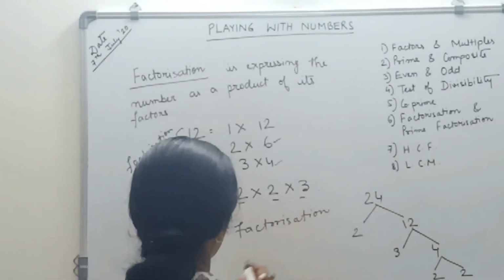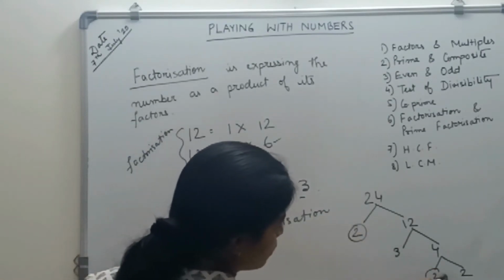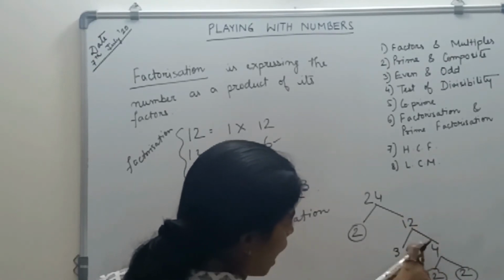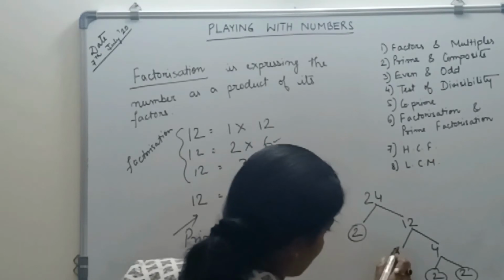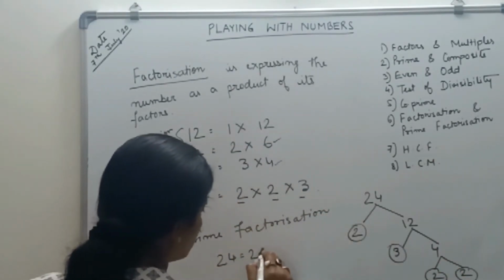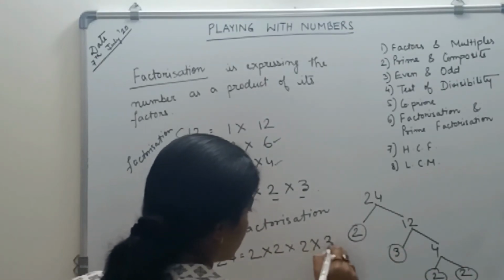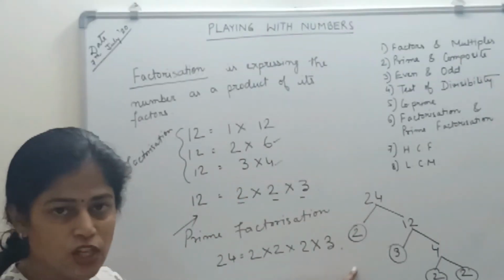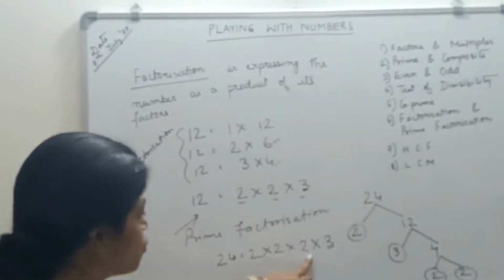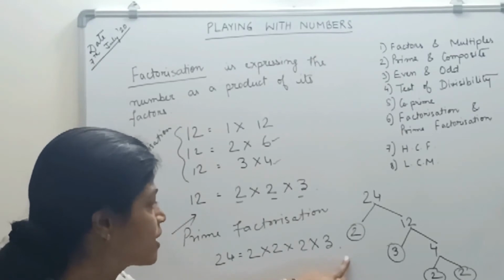So 24 will be equal to, how many 2's are there? Here 1, 2, here this. 12 I will not take. Why? 12 I have split into 3 and 4, and 4 I have split into 2 into 2. So 2 into 2 into 2 into 3. So this is the prime factorization of 24. Now multiply it. 2 into 2 is 4, 4 into 2 is 8, 8 into 3 is 24. So this is prime factorization.